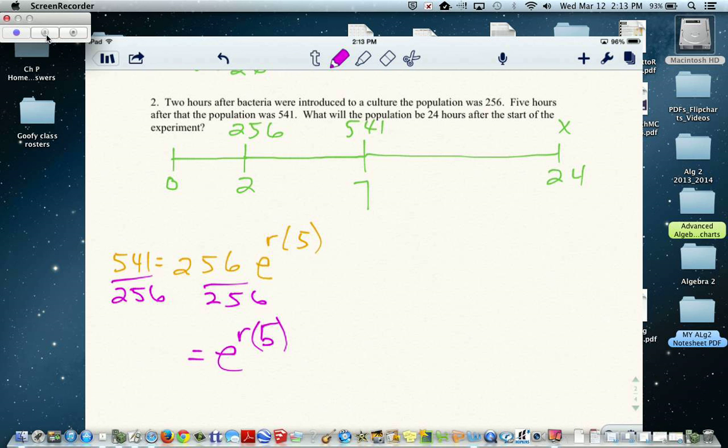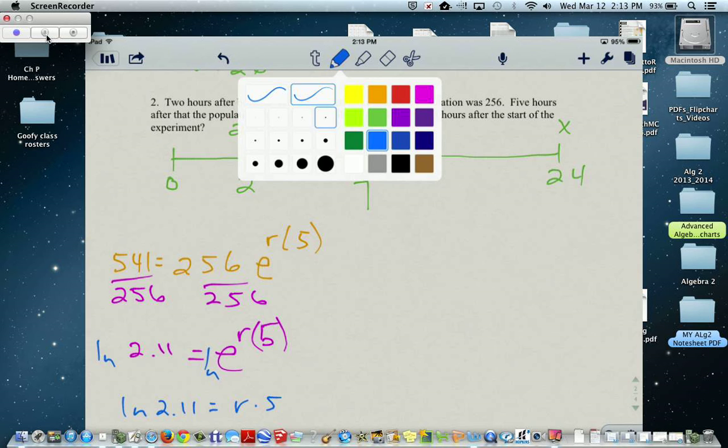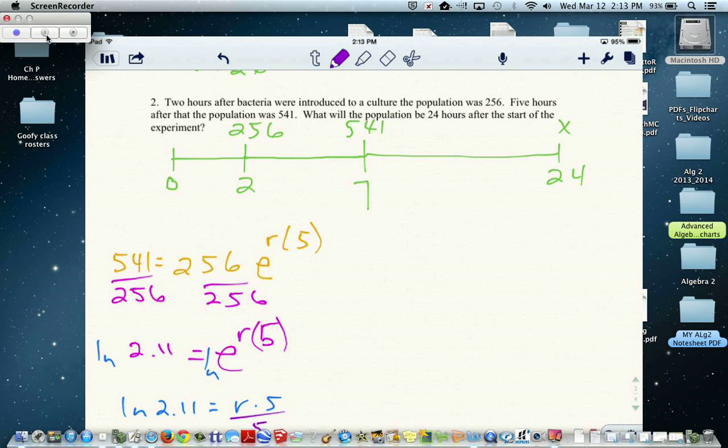541 divided by 256. You can go ahead and write the decimal in if you want. It's 2.11. I would keep the decimal on your calculator, but then you take ln of both sides. Again, that undoes the exponential. So we have the ln of 2.11 is equal to r times 5. And the last step is to divide by 5. So right here is the r value.